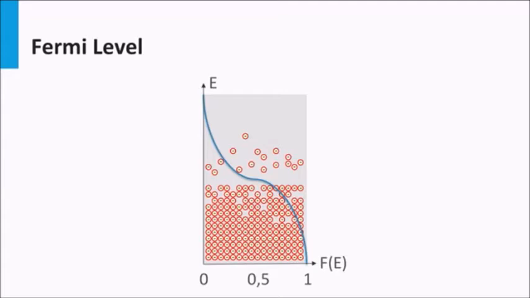Low in the valence band, this function is equal to 1, whereas high in the conduction band, this function is equal to 0. Note that this equation is only valid for a material that is at thermal equilibrium, which means that no additional energy is coupled into the system by electrical biasing, light absorption, or heat conductivity.